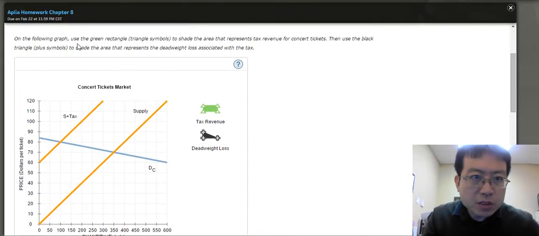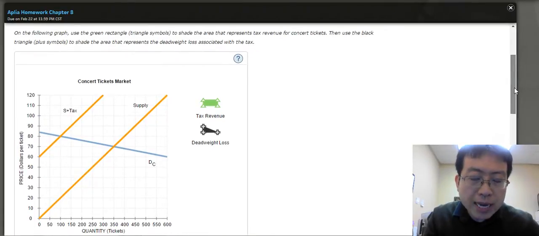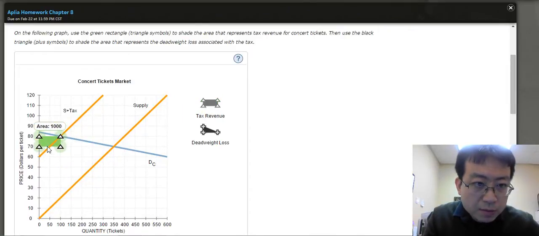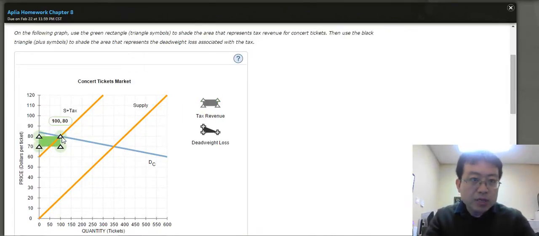It says, on the following graph, use the green triangle or rectangle to shade the area that represents tax revenue for concert tickets, then use the black triangle to shade the area that represents the deadweight loss associated with the tax. The tax revenue is always the tax rate times the quantity. If you look at this graph, at this point, the S plus T tax gives you the quantity for the marketplace. So our quantity is at this corner right here, so it's 80, 100.